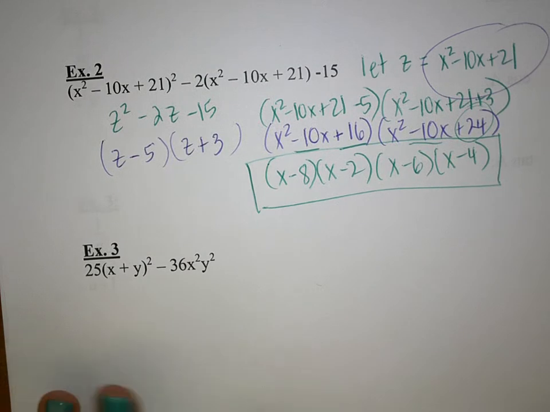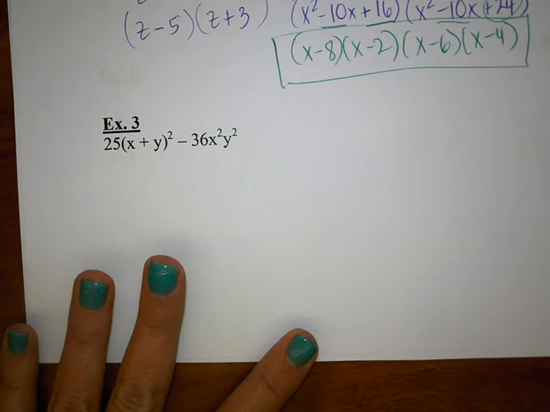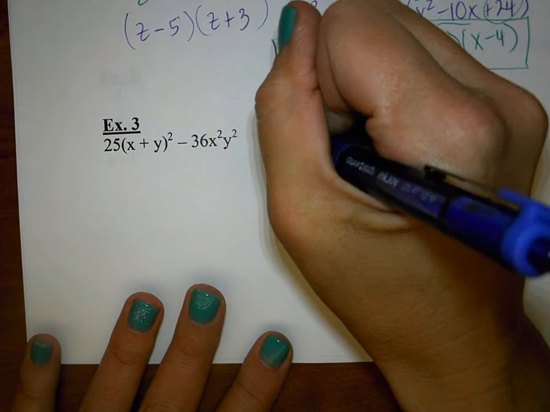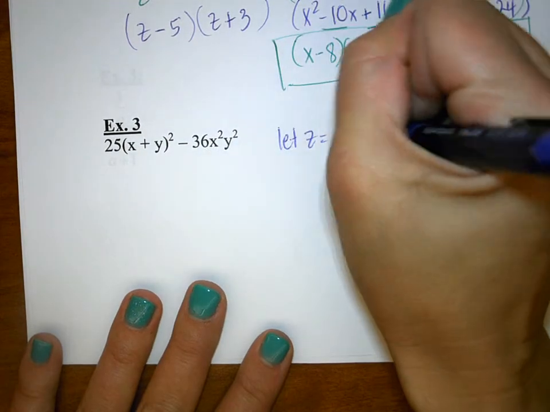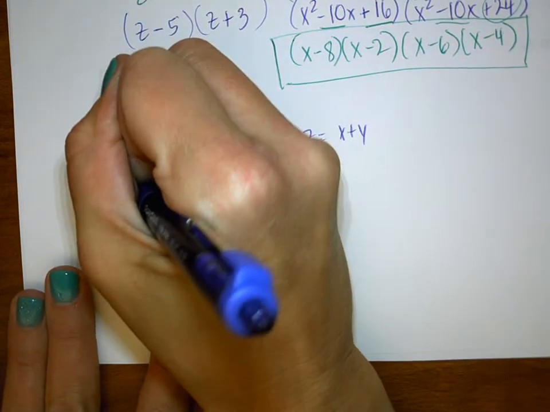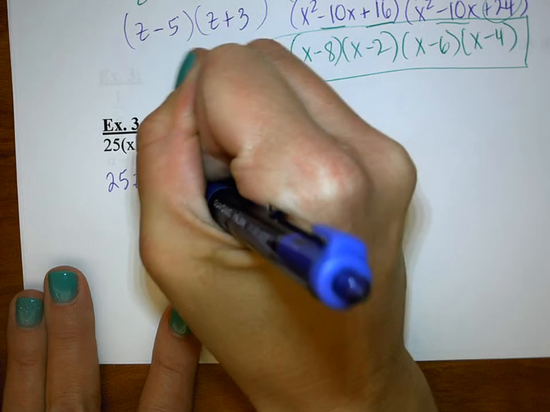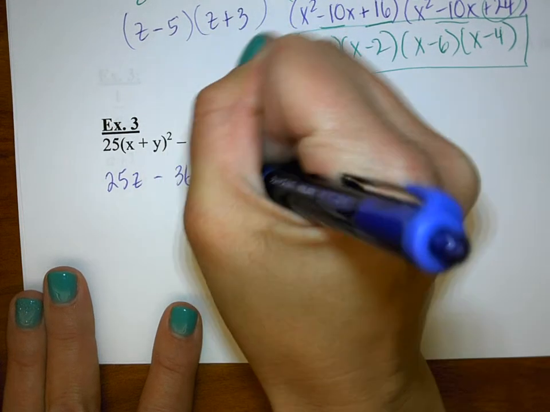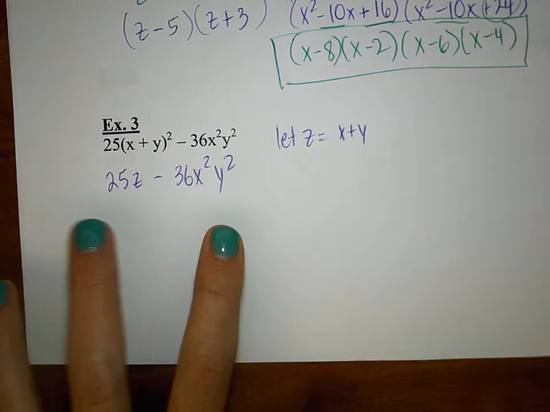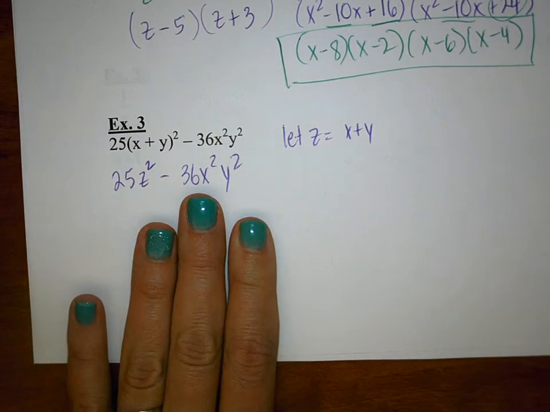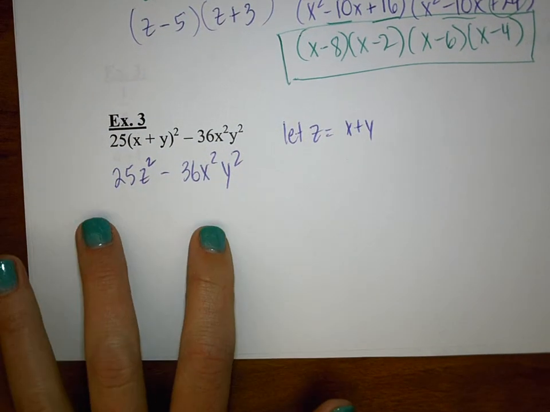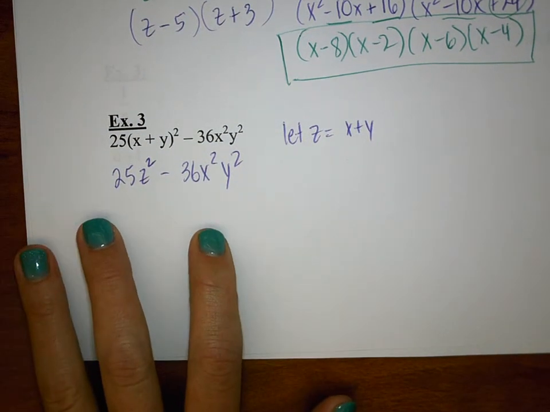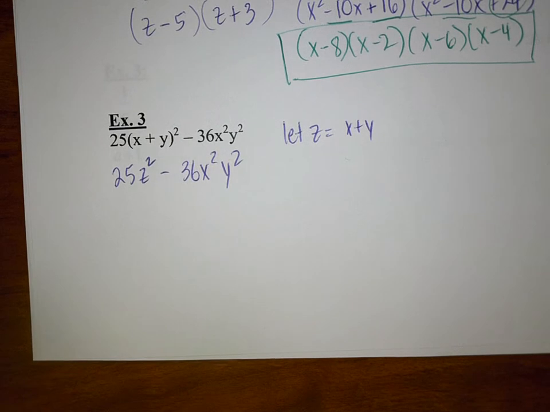Okay. Example 3. We're going to let z equal x plus y. We get 25z squared minus 36 x squared y squared. Anytime you have two terms, it's either going to be a difference of squares or it could be cube factoring. Remember cube factoring, it's on the orange poster on the wall if you need to review.